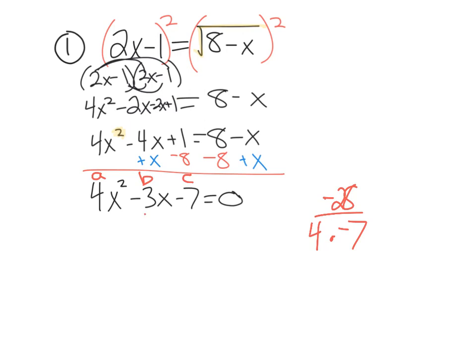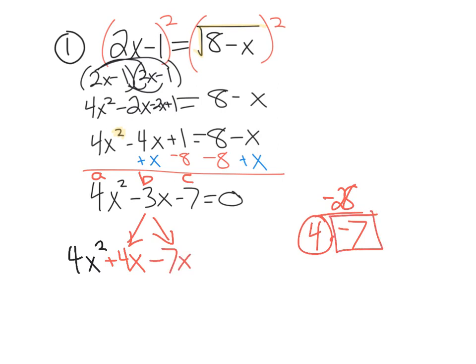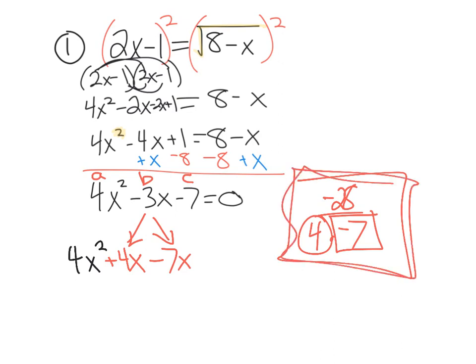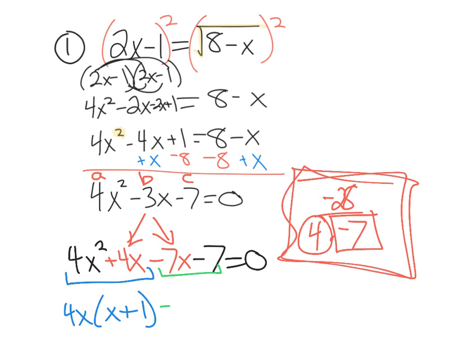So I'm going to break up this quadratic and make it a polynomial, make it 4 terms, using the positive 4 and the negative 7 from our work over here. I'm just rewriting the trinomial as a polynomial. Since there are 4 terms, I can factor by grouping. Look for a GCF here, which is 4x. Look for a GCF here, which is negative 7.